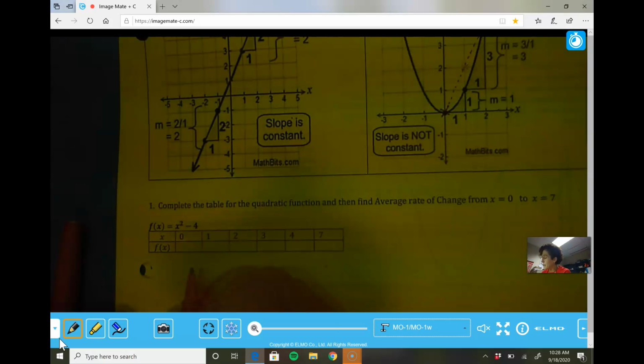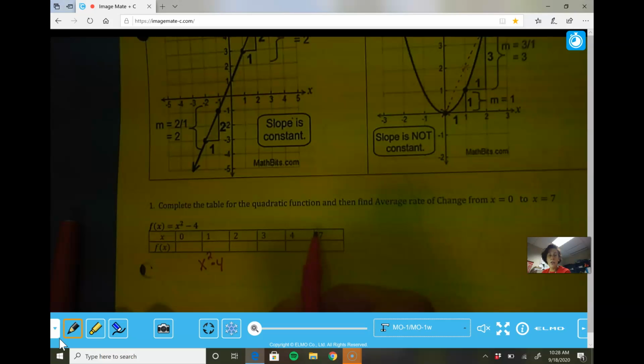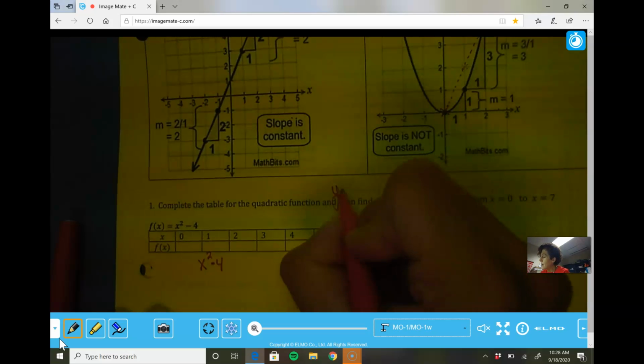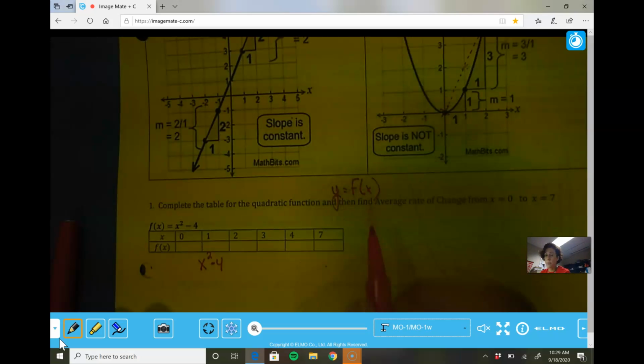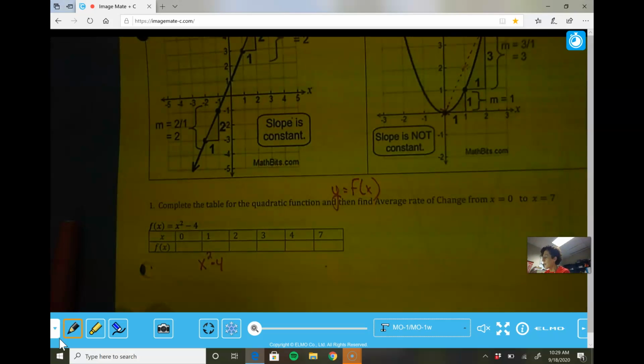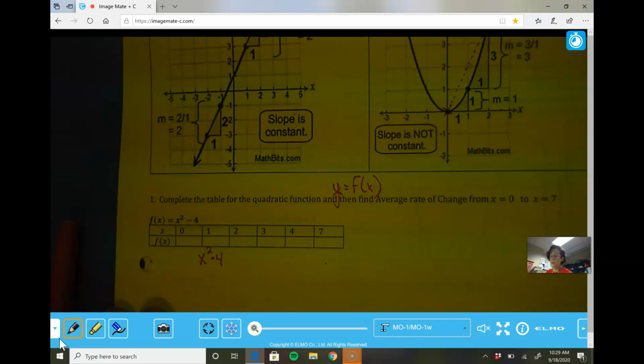So just a couple of examples. If this is x squared minus 4, I'm giving you x, you're going to do math, and you're going to find the y. And remember, y and f of x are the same. They are interchangeable. So that's why you're not going to see the y all the time. Sometimes we'll switch it with this function notation.